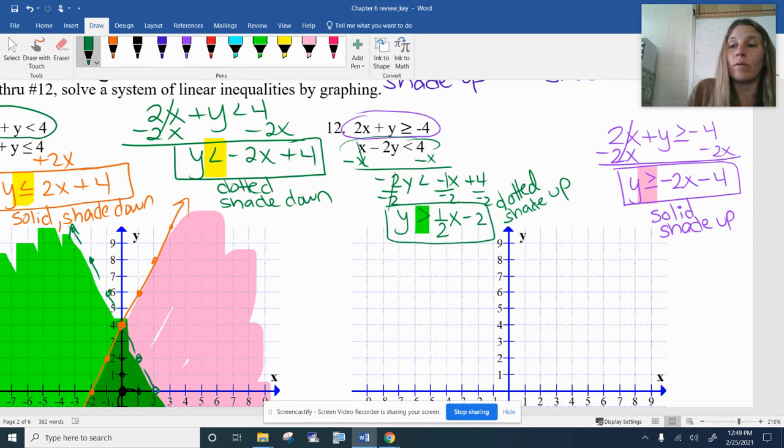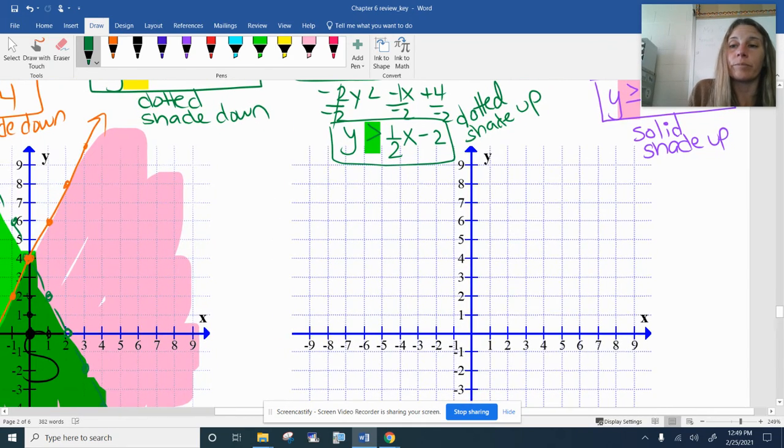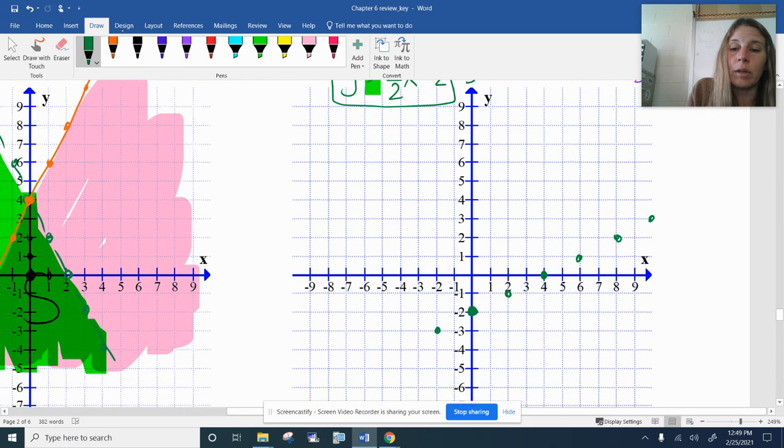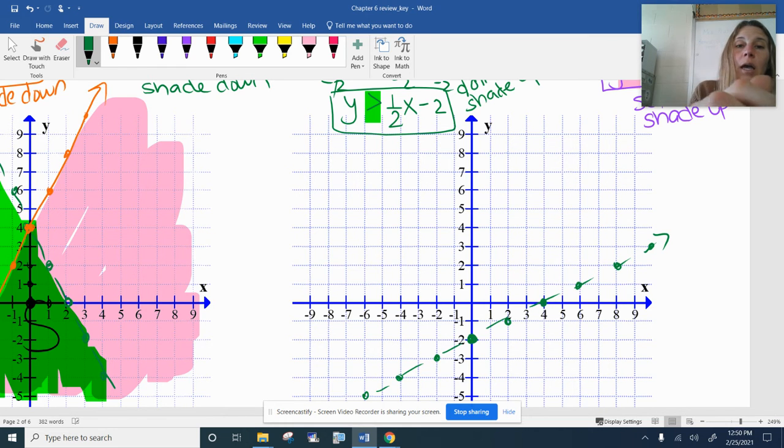All right, so this line first. I'm going to graph this one first. Okay, so -2. I'm going to start there. Up 1 over 2, up 1 over 2, up 1 over 2, up 1 over 2. And then, of course, we can go down and to the left if we want more. Now, we already said this is going to be a dashed or dotted line, and we're going to be shading up.